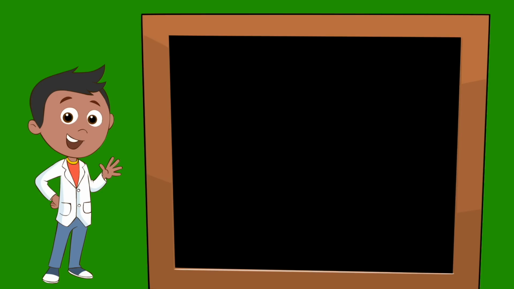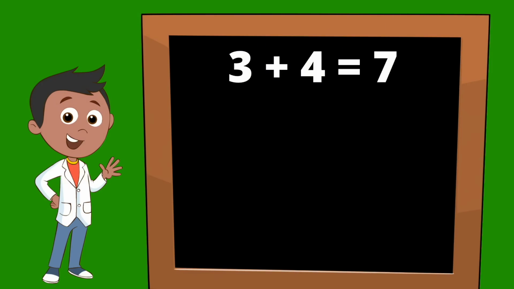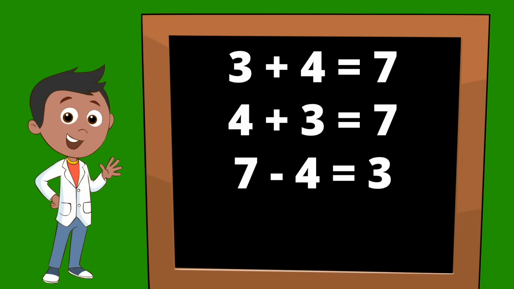One math mountain can make multiple different equations because the numbers in a math mountain are all connected. Using this one math mountain, we can create 4 different equations that are all true. 3 plus 4 equals 7. 4 plus 3 equals 7. You can also make 7 minus 4 equals 3 and 7 minus 3 equals 4.